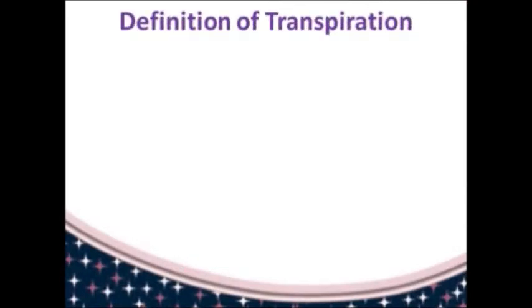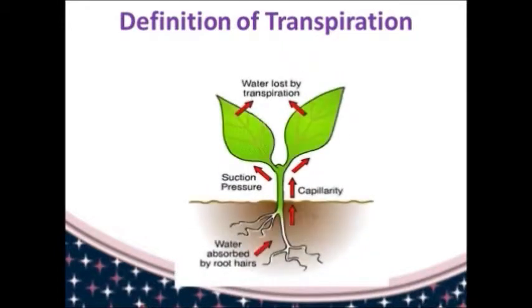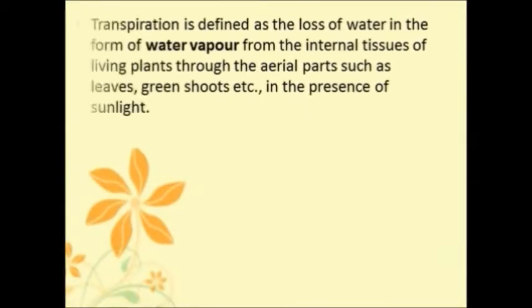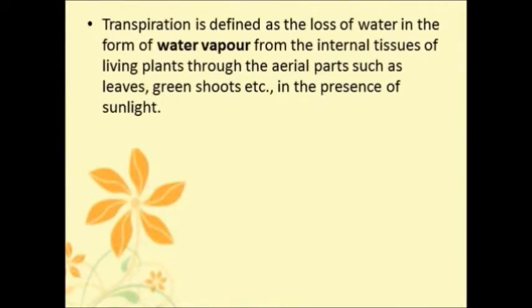Definition of transpiration. Transpiration is defined as the loss of water in the form of water vapor from the internal tissues of living plants through the aerial parts, such as the leaves and the green shoots, in the presence of sunlight.